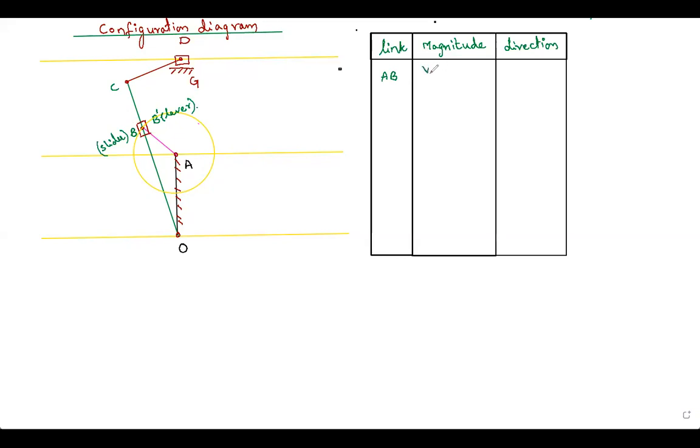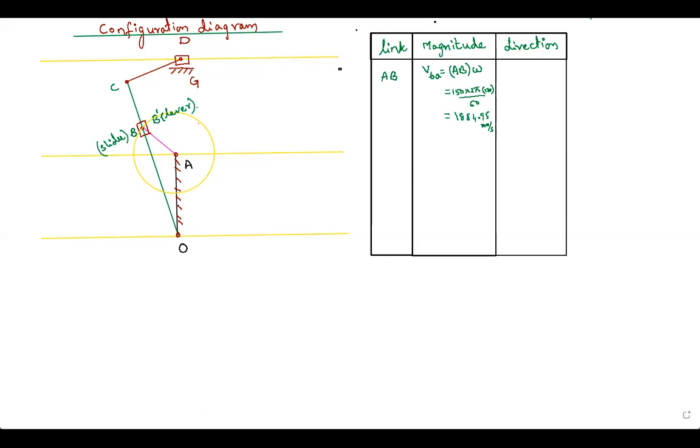So velocity of point B with respect to A is equal to R times omega. R is the link length itself and omega is 2 pi n by 60. AB is already given as 150 mm, and 2 pi n is 120 by 60, which will give you 1884.95 mm per second. So this is the magnitude which you got. And what is the direction of the link?